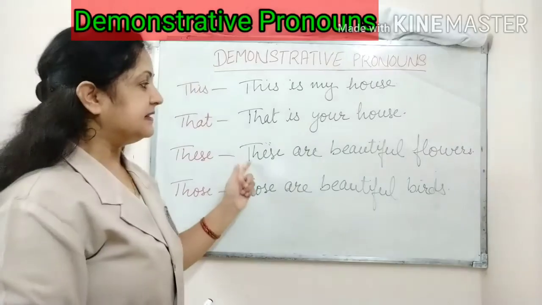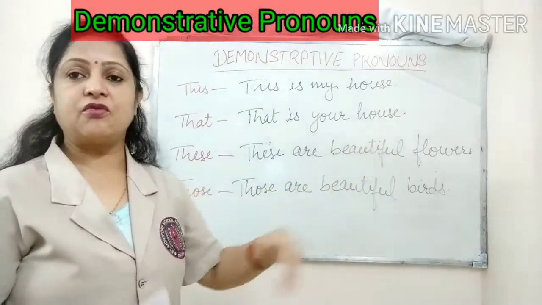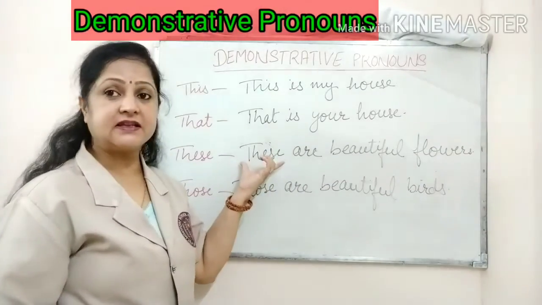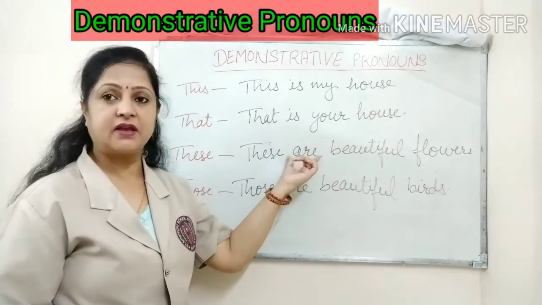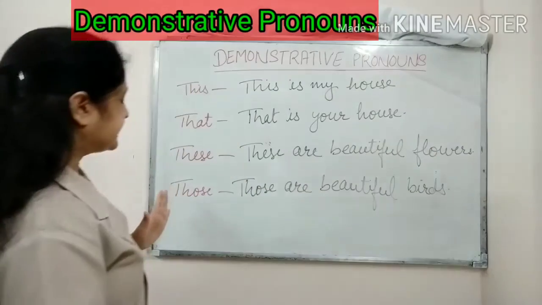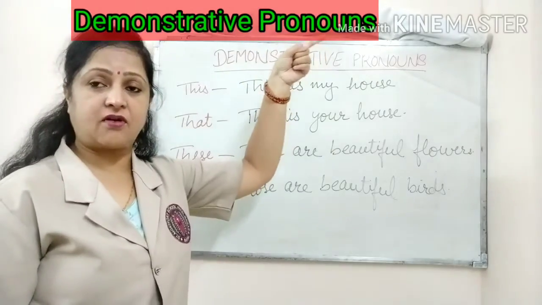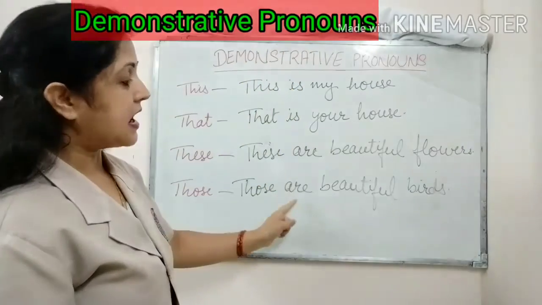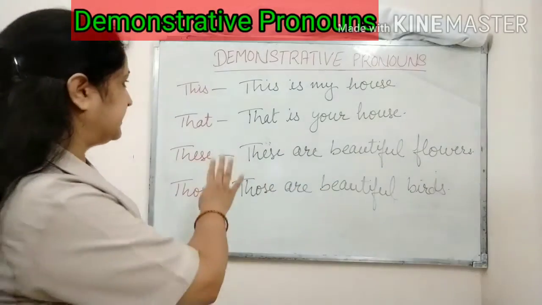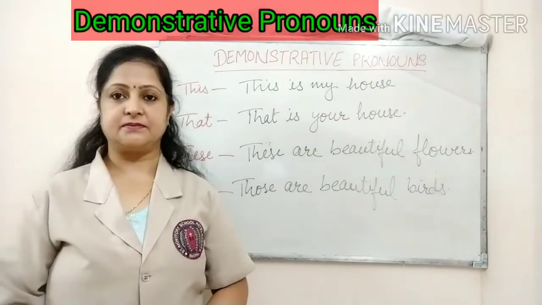So these are beautiful flowers. We are talking about more than two flowers, and that's why we have written these and used the plural verb here. And next is those. As we are talking about the birds that are far away from us, those are beautiful birds. I think the demonstrative pronouns this, that, these, those are clear to everybody.